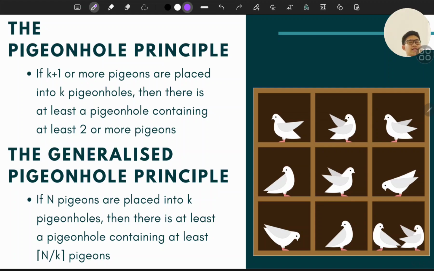So do that, and within 3, 2, 1, right? So hopefully you understand the pigeonhole principle.